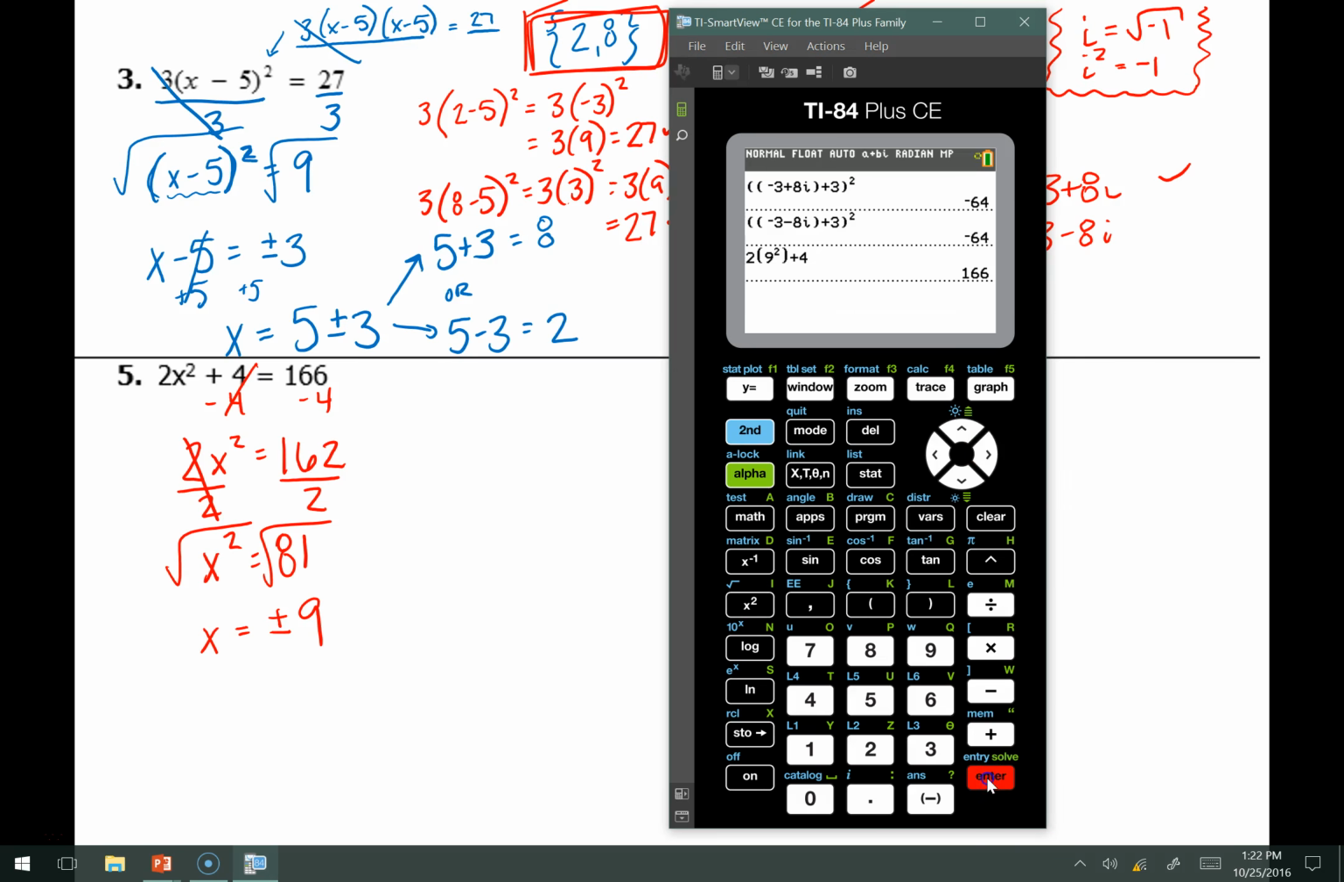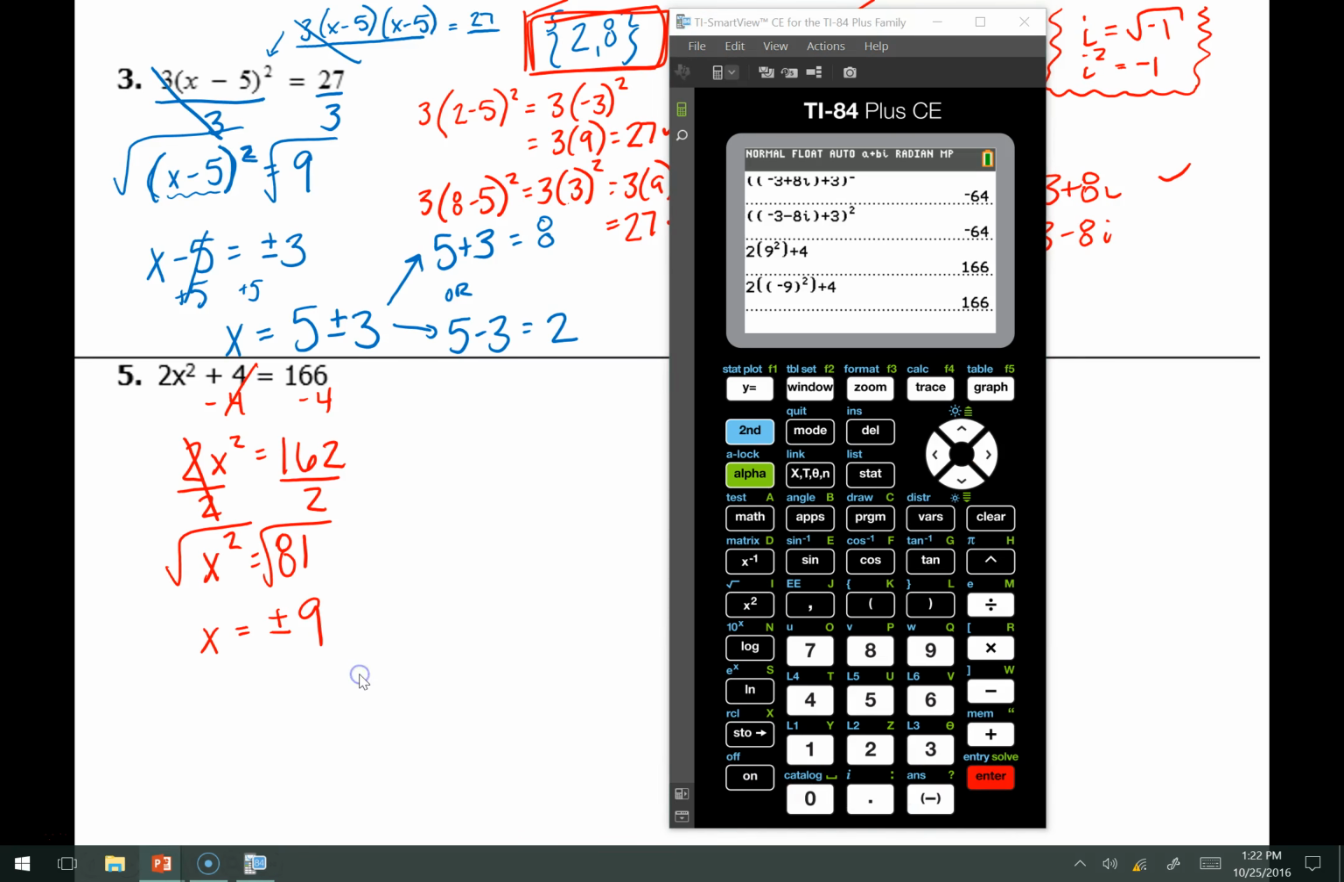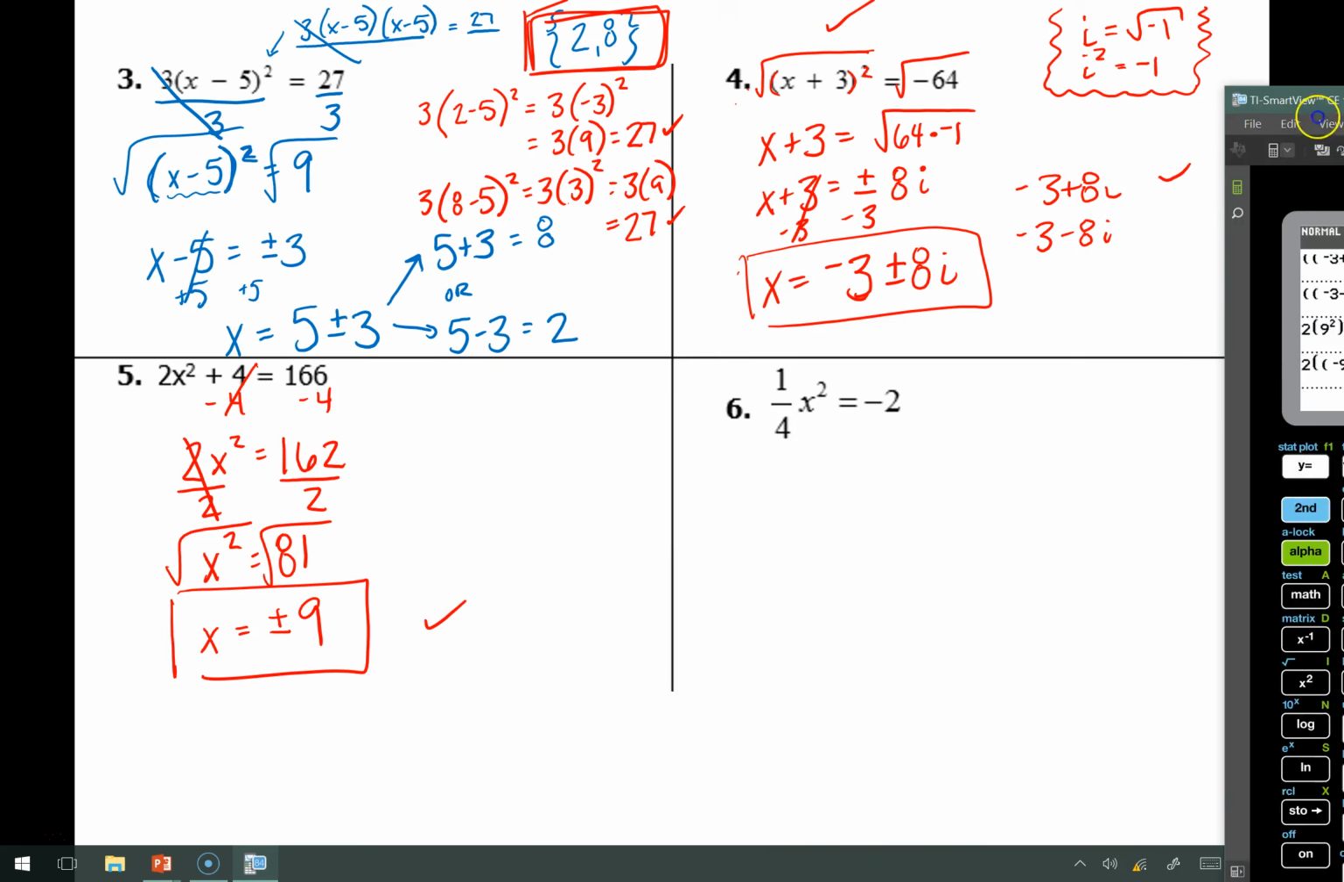All right, so when I hit enter, do I get positive 166? I do, so that means then that on my solution set, both of those checked out. Okay, let's look at another one.